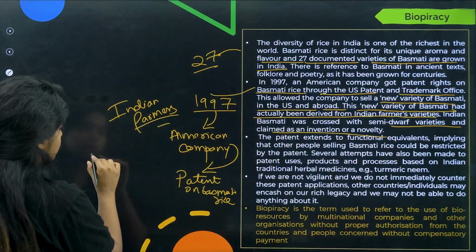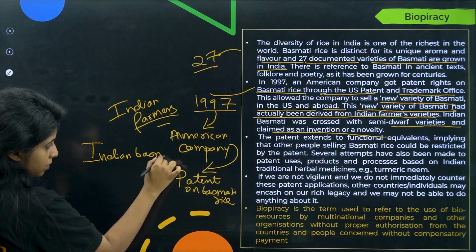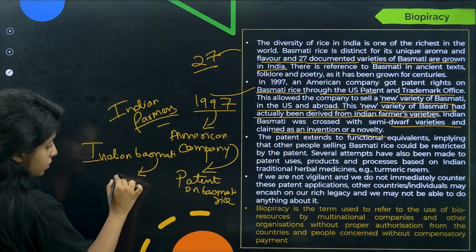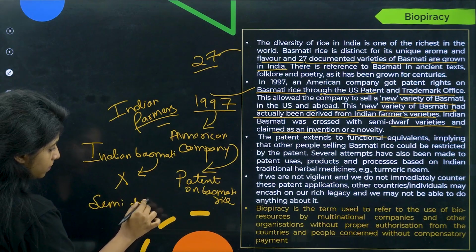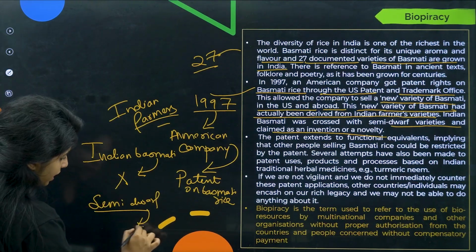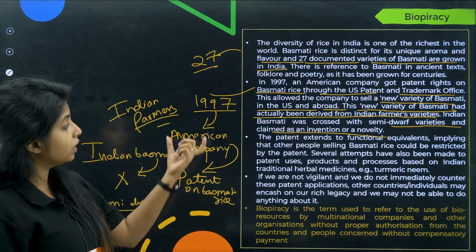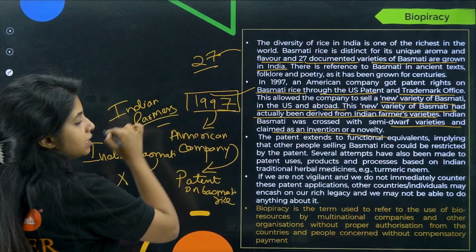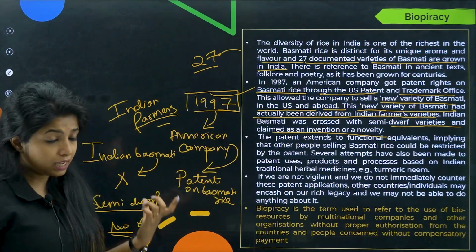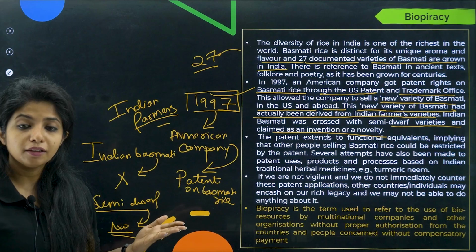So what was taken is that the Indian basmati which was being used was crossed with a semi-dwarf variety of basmati, and then a new variety was introduced, for which the American company got its patency in the year 1997. Anyways, the Indian basmati was taken from India, so how can you take the patency, right? That is not really fair, right?